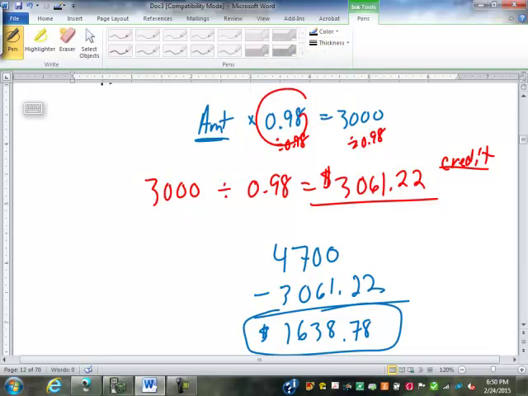Now that is one that tends to be pretty tricky for people. So we're going to go over a few examples of this. So they paid $3,000, but the company accepted $3,000. Exactly. They paid $3,000, but because it was during the discount period, the company credited them for $3,061.22.